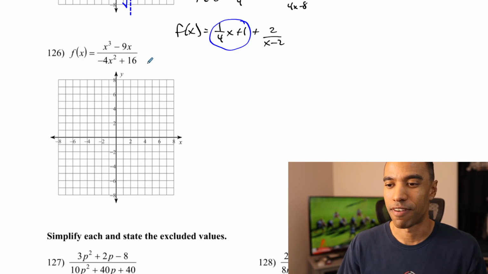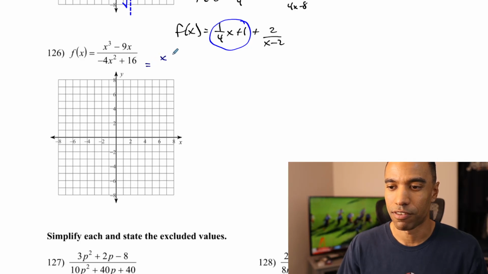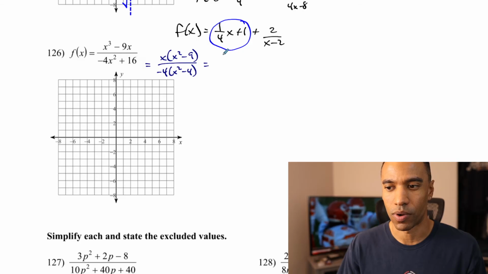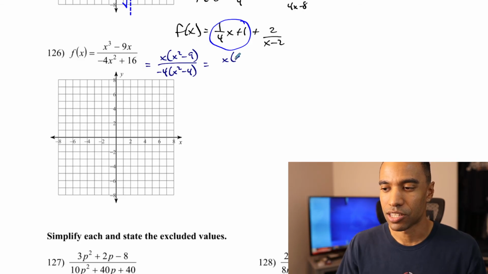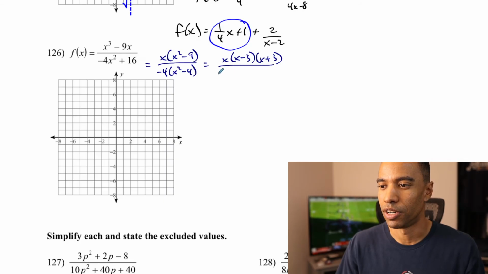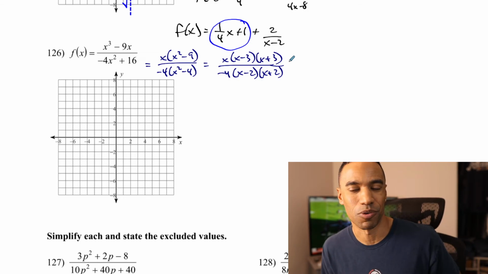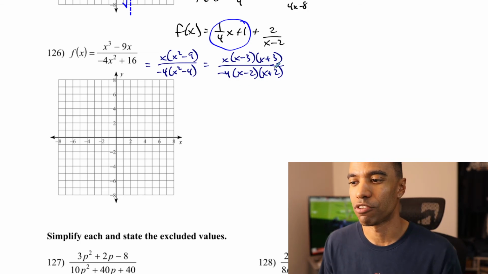is. Let's start by factoring this here. A GCF of x, and I get x squared minus 9 over a GCF of negative 4, and I have x squared minus 4. Both of these are differences of two squares here. And I get x times x minus 3 times x plus 3, over negative 4 times x minus 2 times x plus 2. So there's a factored form of this.